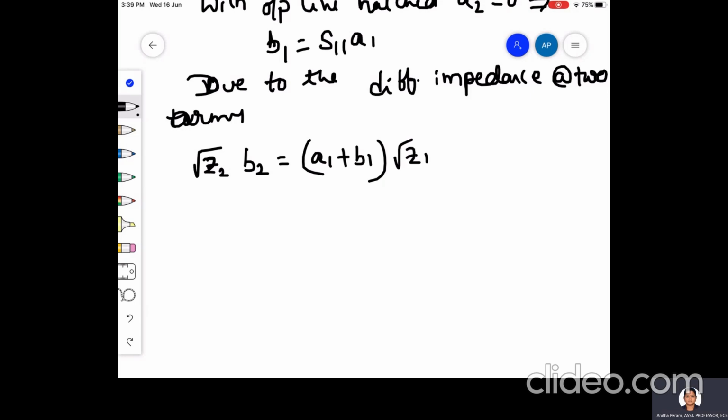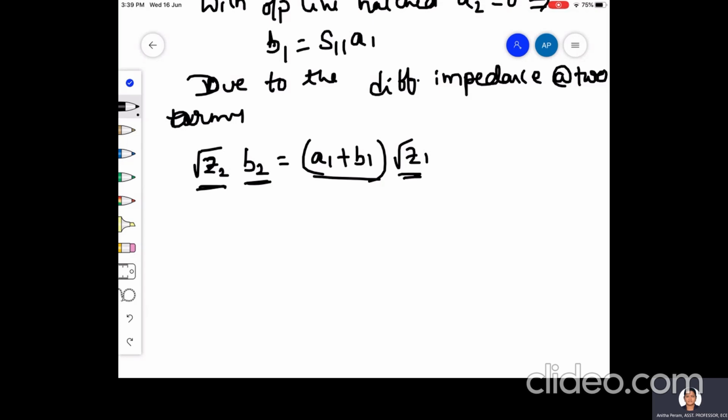So you have different impedances. If you have the same impedances, then Z2 and Z1 will be the same, which will get cancelled. How we had written this equation: B2, that means at the load side, is whatever has been transmitted to the load, which is a sum of the incident and the reflected, the resultant one, which will be flowing through. So B2 is nothing but A1 plus B1. As you have different impedances, that's the reason why it is multiplied with the characteristic impedances.